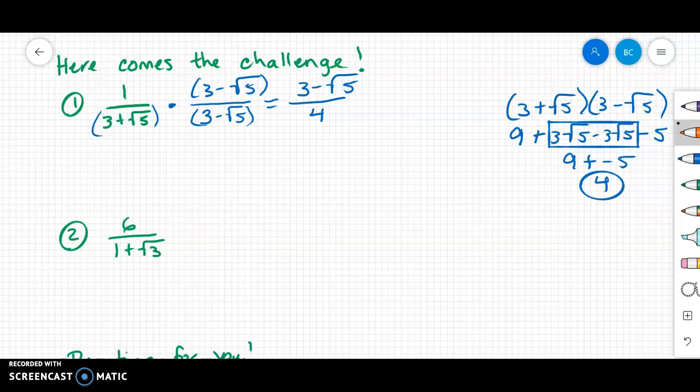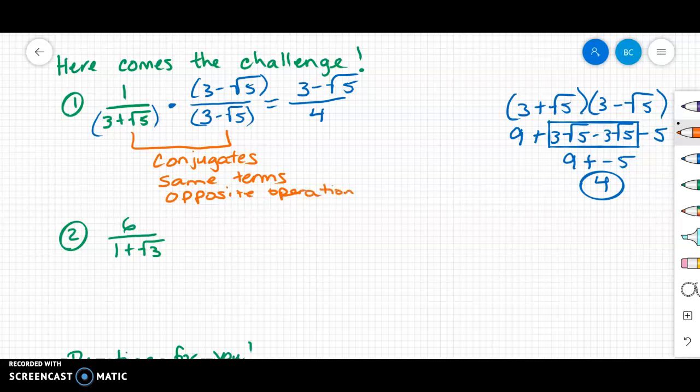So again, to highlight vocabulary, these two binomials are called conjugates. They have the same terms, but they have opposite signs, opposite operations. So this one is plus, and this one is minus. All right, let's try another one.